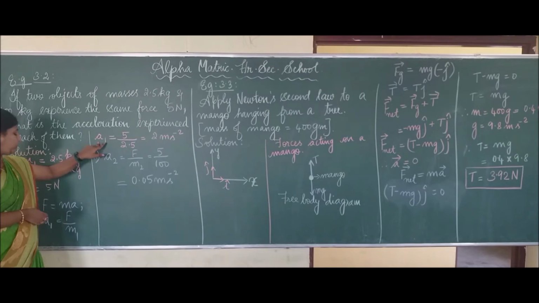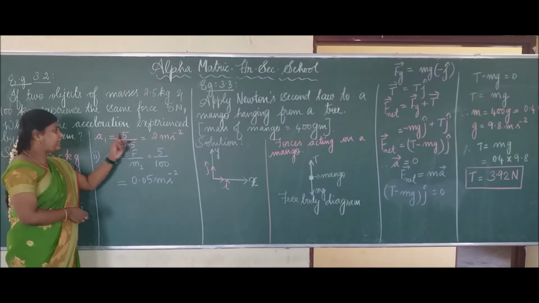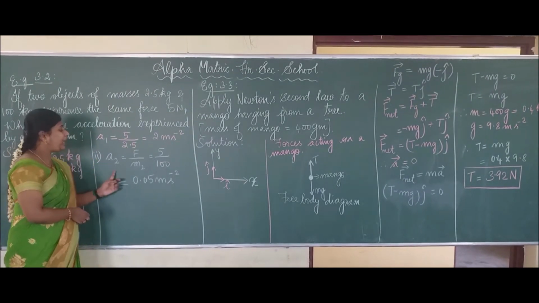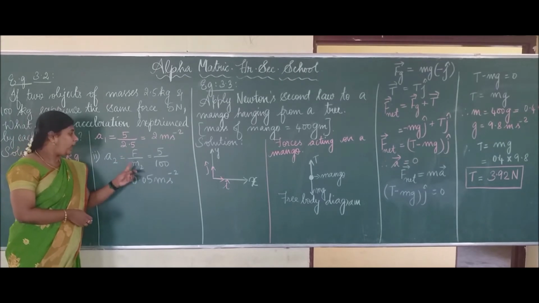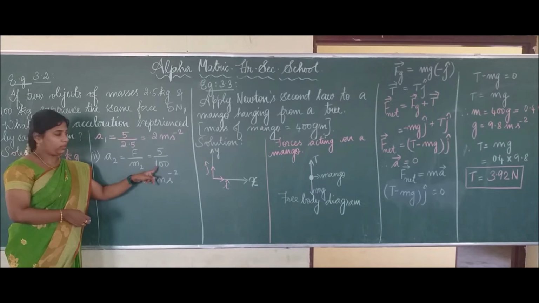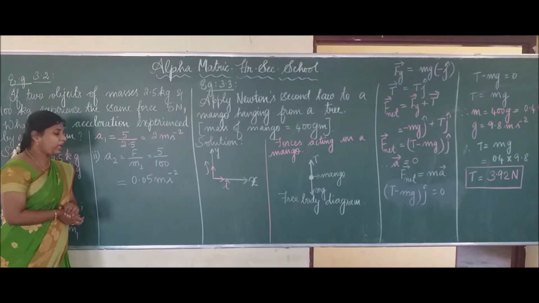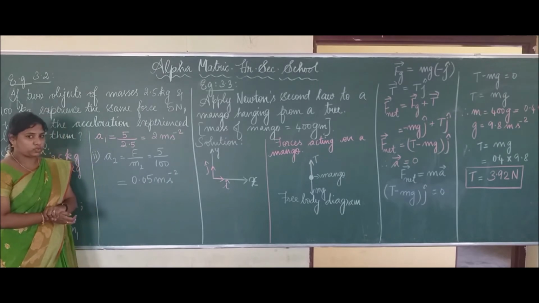So a1 equals the force value given, 5 Newton, by the m1 value, 2.5 kg. By cancelling we get 2 m/s squared. And a2 equals F by m2, where F is 5 and m2 is 100 kg. By doing the cancellation we get 0.05 m/s squared.